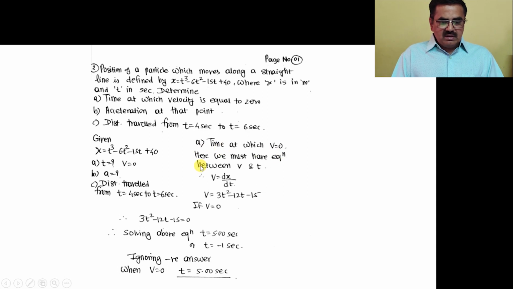Here we must have an equation in terms of v and t, velocity and time t. So the given equation is in terms of x and t. Okay. So v is equal to dx by dt. So v is equal to 3t square minus 12t minus 15. If v is equal to 0, then 3t square minus 12t minus 15 is equal to 0. So solving the above equation, t is equal to 5 seconds and t is equal to minus 1 second. So here, ignoring the negative answer, when v is equal to 0, t is equal to 5 seconds. So the first part is over.